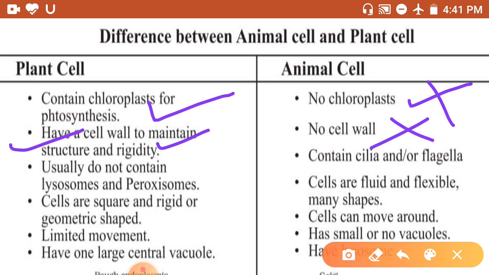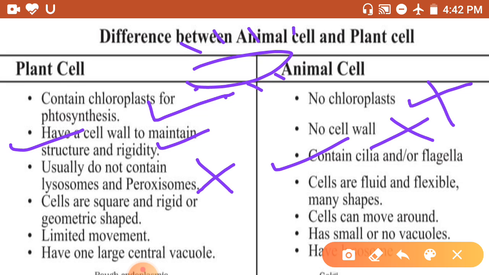Now next, plant cells usually do not contain lysosome and peroxisome, but animal cells can contain cilia or flagella. Cilia or flagella are structures that are found in animals. In paramecium, cilia is present. It is this type of needle-like structure outside of the body. So these are the cilia and flagella.